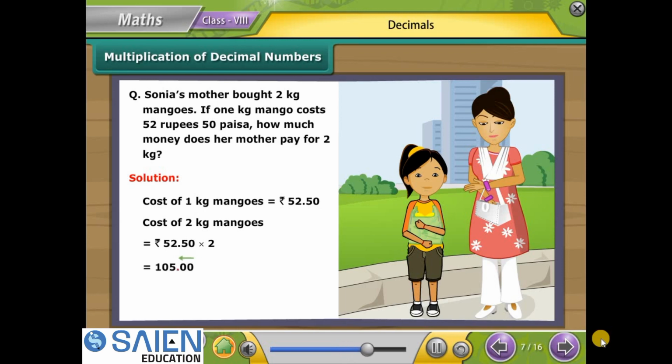Adding decimal point after 2 digits from the right side, we get 105. Thus, Sonia's mother needs to pay 105 rupees for 2 kg mangoes.